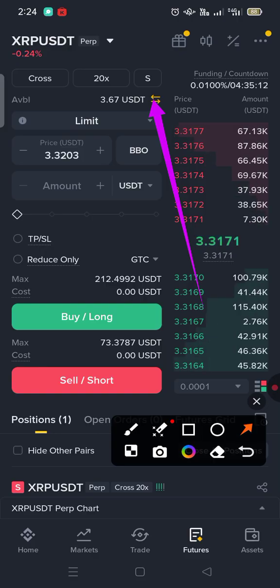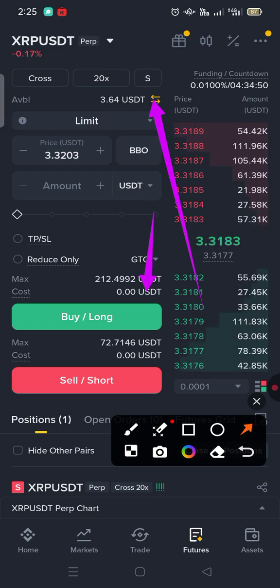I'm not going to go into detail on that because that is not the purpose of this video. The purpose is only how to trade on futures. So the next thing is, after seeing your balance, you're going to decide on what amount you want to use while trading.